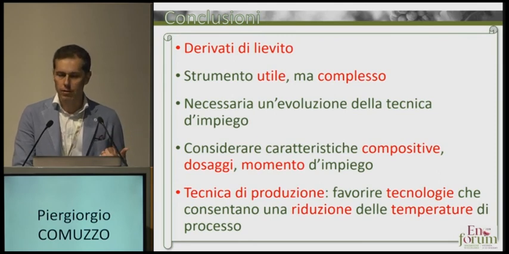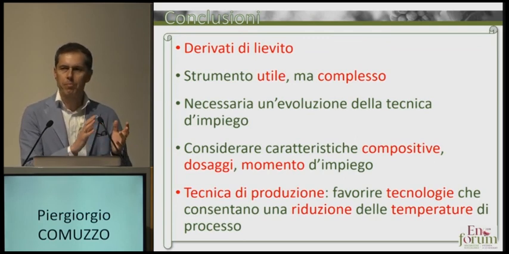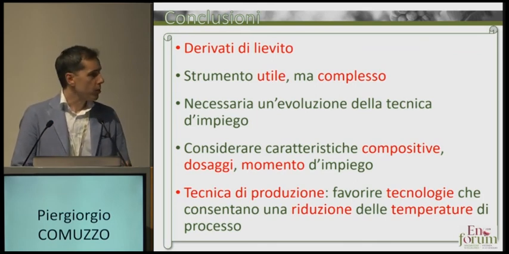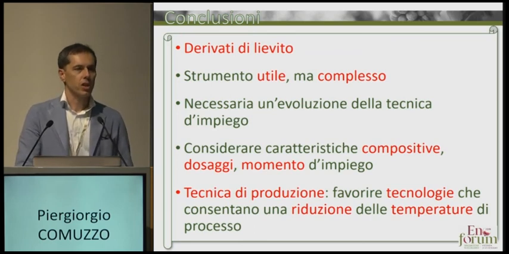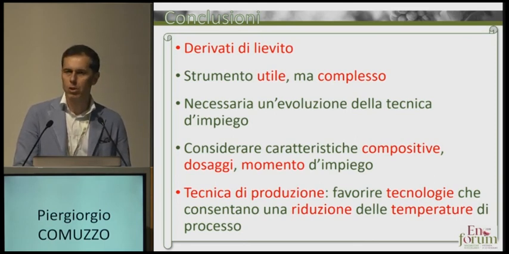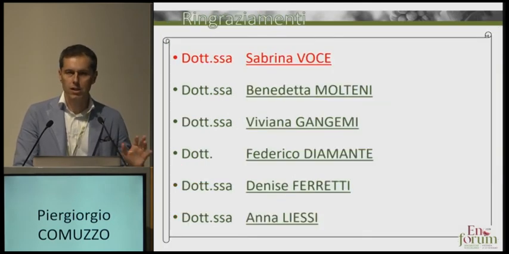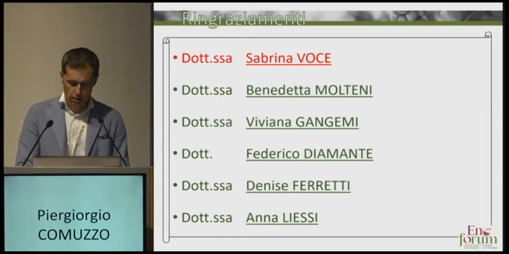In this evolution, we should consider the composition characteristics, dosages, and the ideal application time. And other typical features: is it a hull, is it an autolysate, what do they produce? And the production technique is key in all this. In some cases, it could be useful to promote those technologies that enable a reduction in process temperatures. In some other cases, that could be not that important, but in some it is.